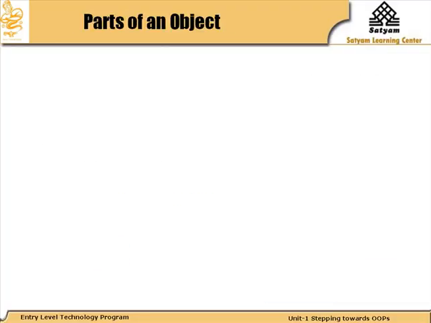Let's talk a little about the parts of an object. Properties. The properties of an object determine the state of an object. State. State refers to the current condition of an object. Methods. Methods determine the behavior of an object and they reset the properties to affect the state of an object. For example, the method accelerate of a class car would reset the value of the property speed.